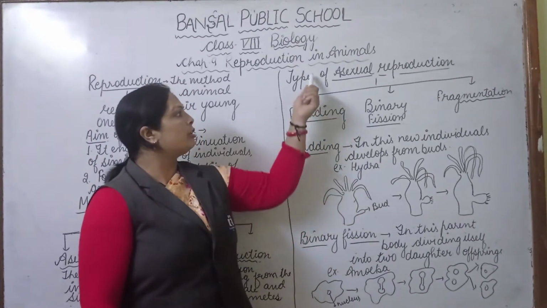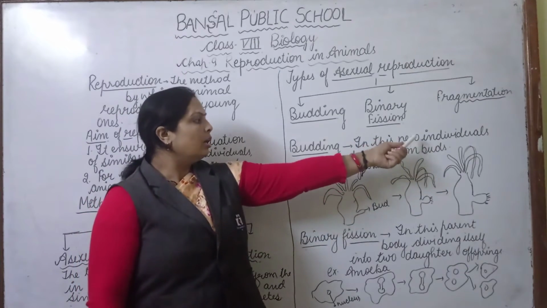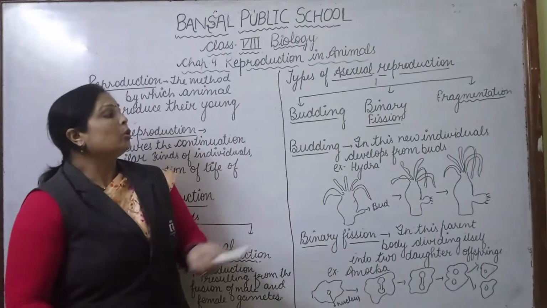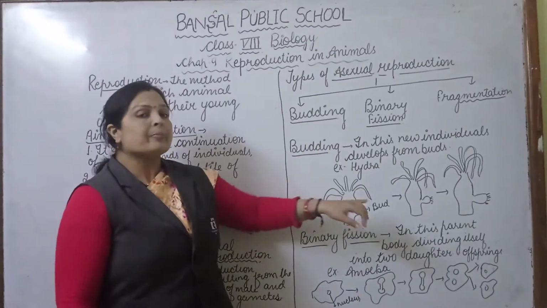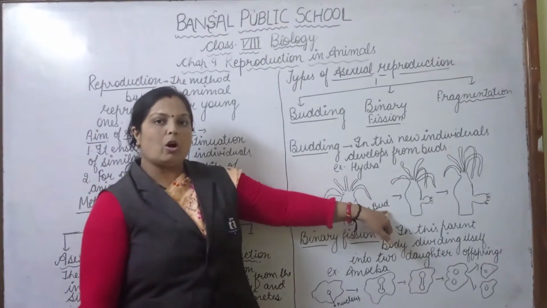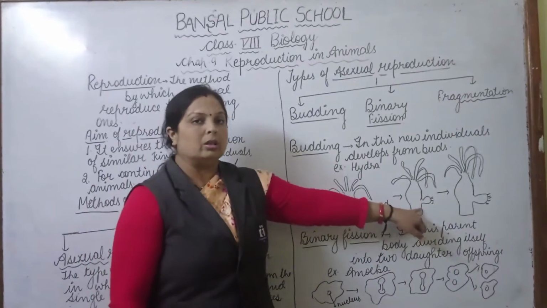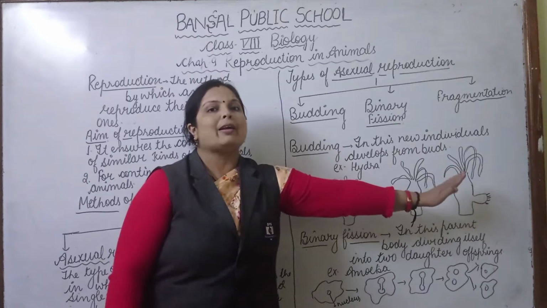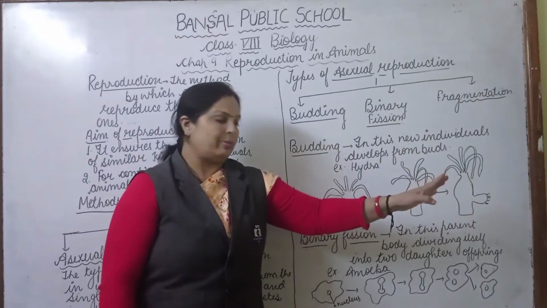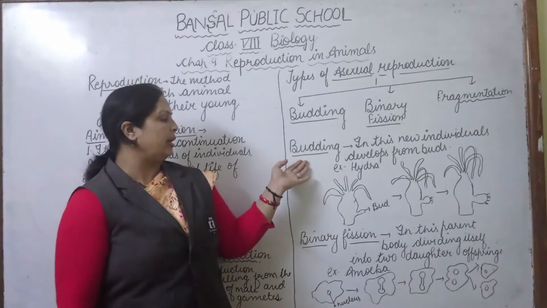Budding is the method of asexual reproduction in which a new individual develops from buds. Clear? So budding means an external outgrowth arising, known as a bud or bulge, from the parent's body. When it completes its growth, it detaches from the parent's body and acts as an individual, growing into a single individual. So this is the procedure of asexual reproduction known as budding.